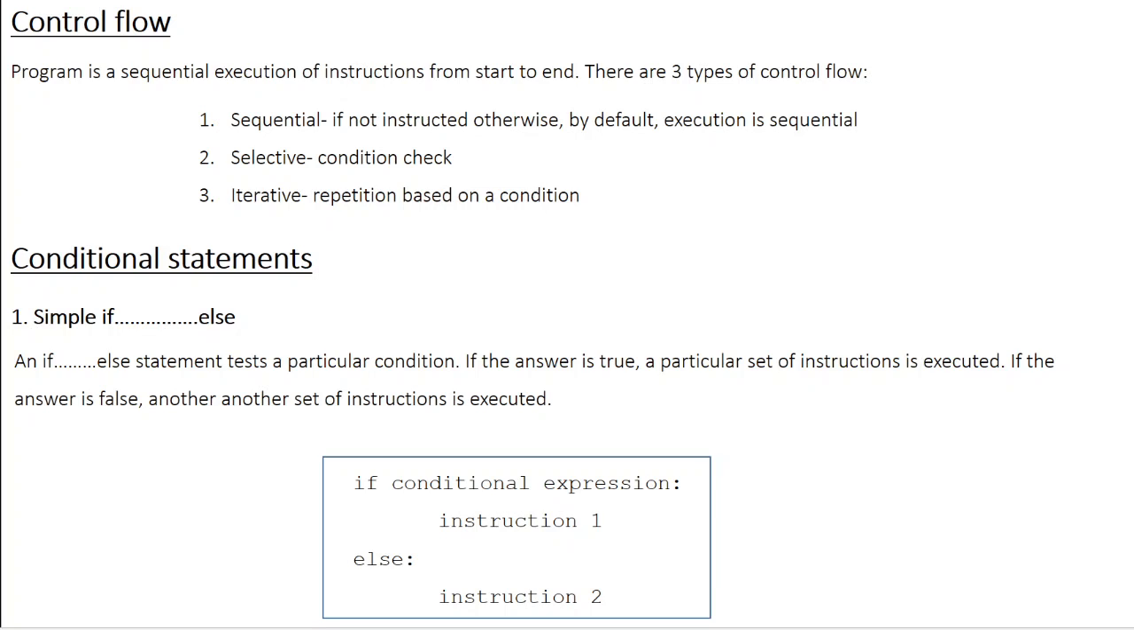Control first will go to the first line. It checks the condition. If the condition is true, then it will go to the second line, which is instruction 1. Then it will go to the third line, which is instruction 2. On the other hand, if the conditional statement gives a false result, then what happens? First it will go to the first line, that is the if statement. The condition is false, so instead of going into the second and third line, the control will jump to the fourth line directly, that is the else statement. So here the sequential control flow is disrupted using a selective statement.